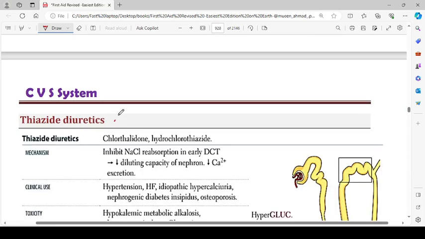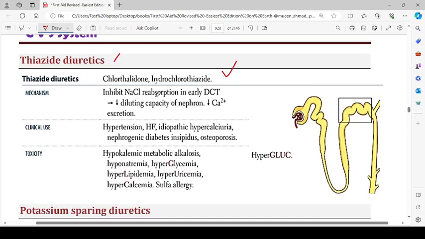Then we have thiazide diuretics. So thiazide diuretics include chlorthalidone and hydrochlorothiazide. The mechanism is that it inhibits the sodium chloride reabsorption in early distal convoluted tubule, decreasing the diluting capacity of nephron and decreases the calcium excretion.